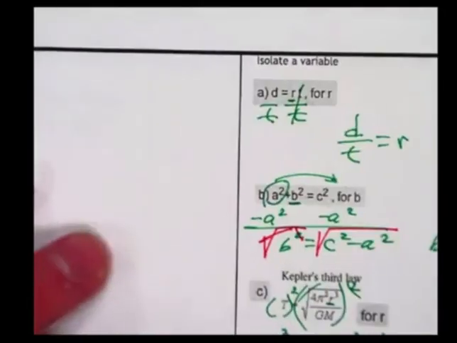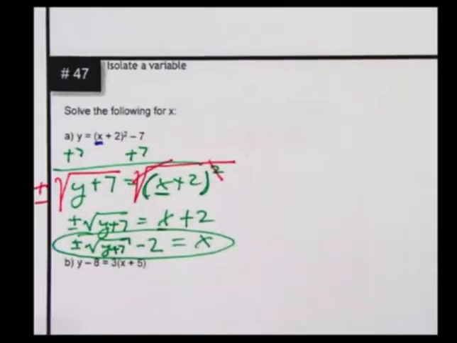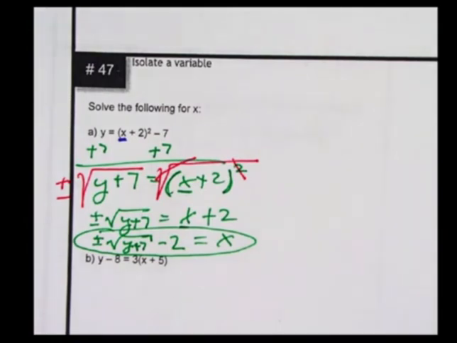So again, you're following the same steps. You're just moving letters around. You're going to end up with answers that have other letters in them. Still the same thinking as before.